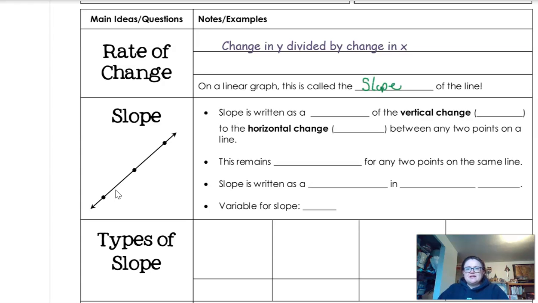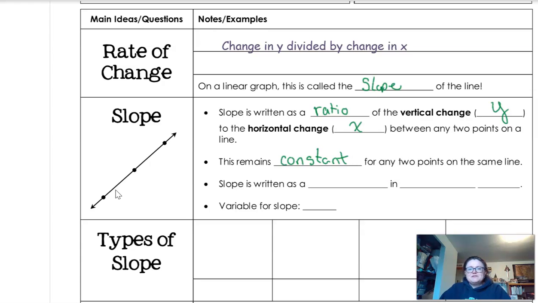So slope is written as a ratio or fraction. When you see slope, a lot of times it's going to be a fraction of the vertical change, which is up and down, so that's y, to the horizontal change, which is x, between any 2 points on the line. So this is going to remain the same for any 2 points on the line, because we already talked about linear functions have a constant rate of change. So let's use the word constant here because we're in high school. Constant, 2 points on the same line.